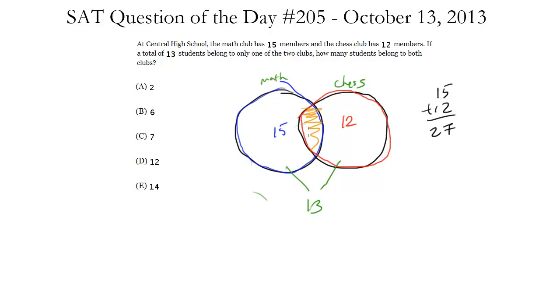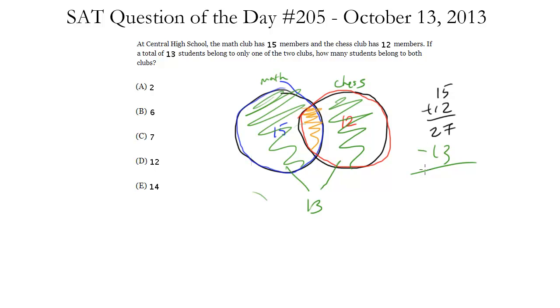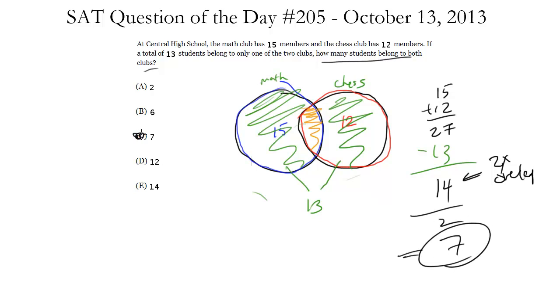So if I subtract out what I have here, the green, if I subtract out this and this, which is 13, I'm going to be left with 14. Now, what does that represent? Remember, this 27 represents single math, single chess, and the overlap twice. So if I subtract out the single math and the single chess, I'm left with the overlap twice. So this is 2 times the overlap, in other words, 2 times the number of students belonging to both. So all I'd have to do is just divide by 2, and I get 7, and that's choice C.